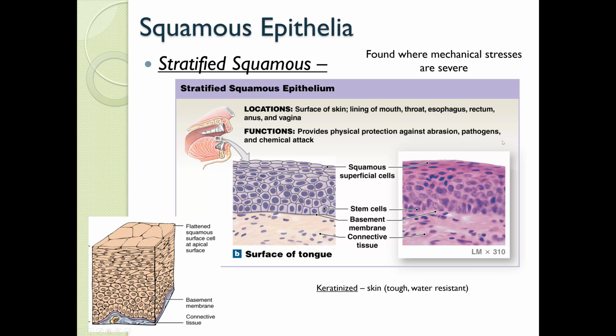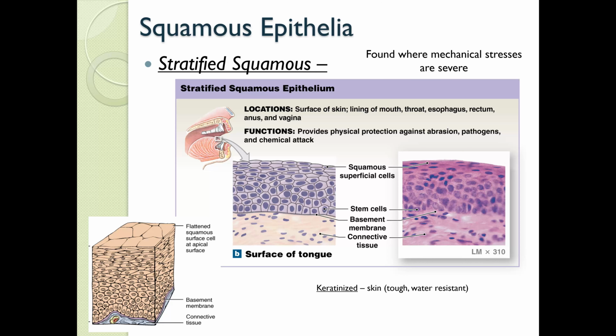There are two types of stratified squamous epithelia. There is keratinized squamous, and in this particular type of tissue, there are a lot of those intermediate filaments made up of keratin protein. And this is, for example, found in your skin. So you have keratinized stratified squamous epithelium in areas where you need the lining to be very tough and water resistant.